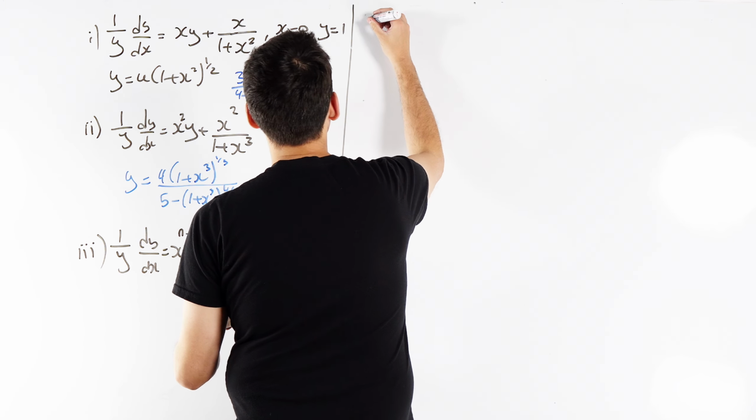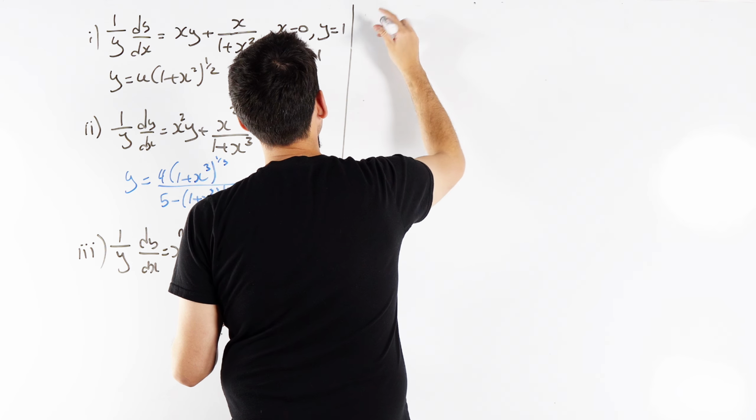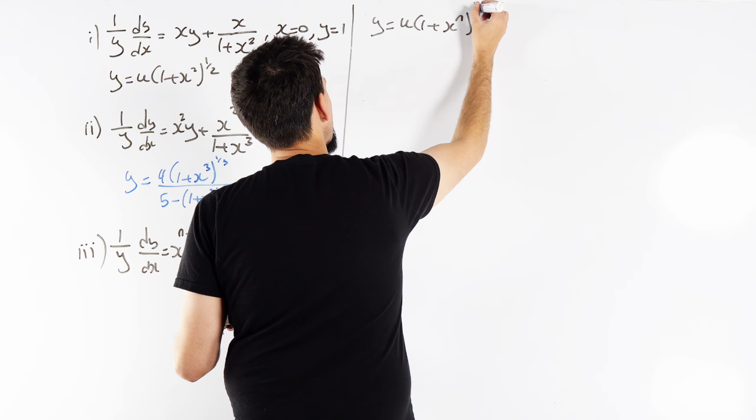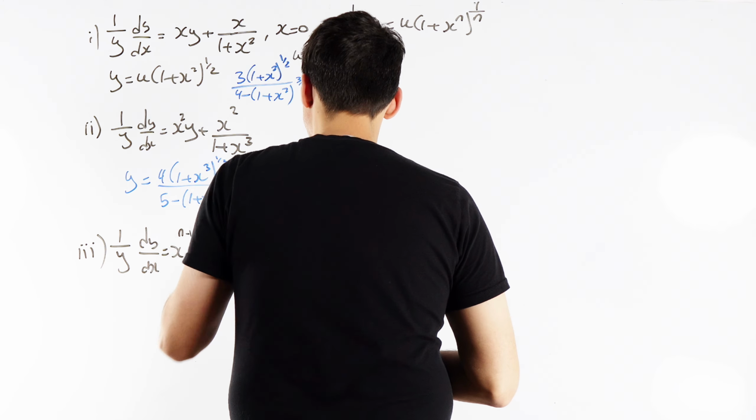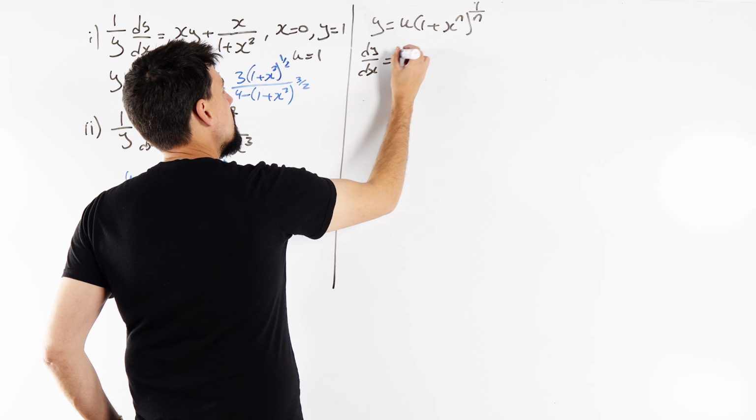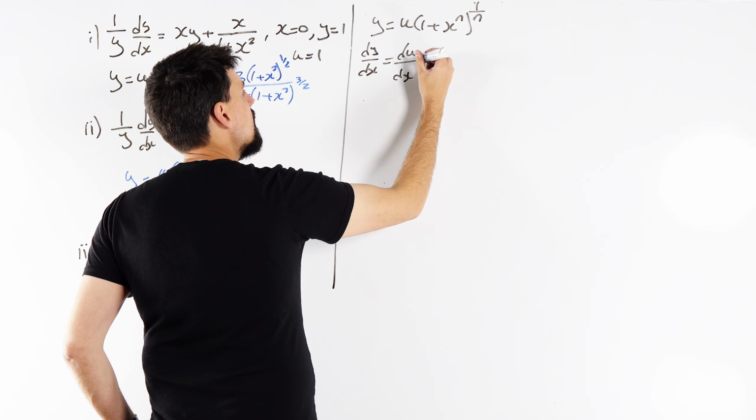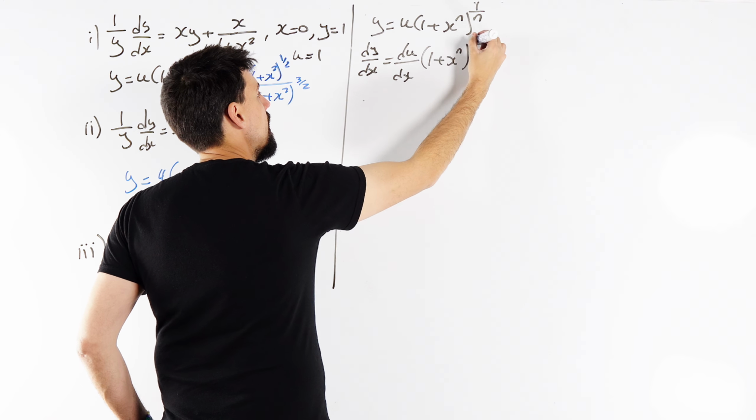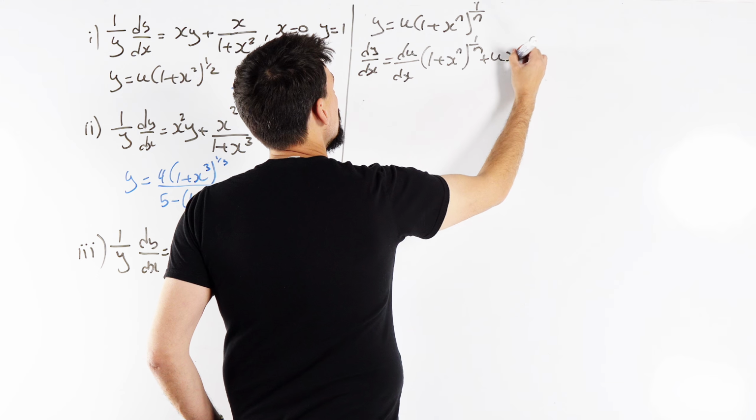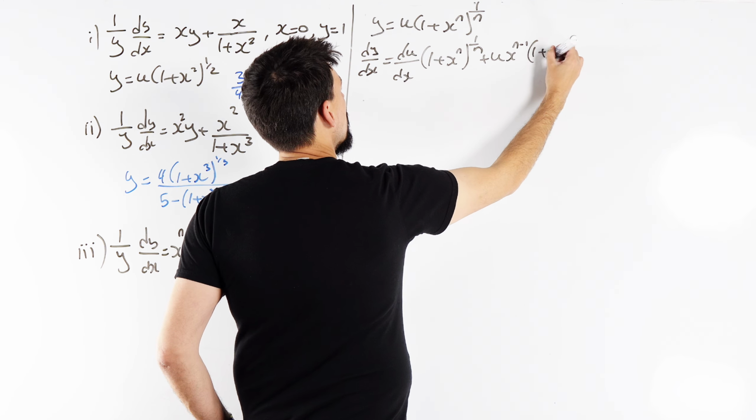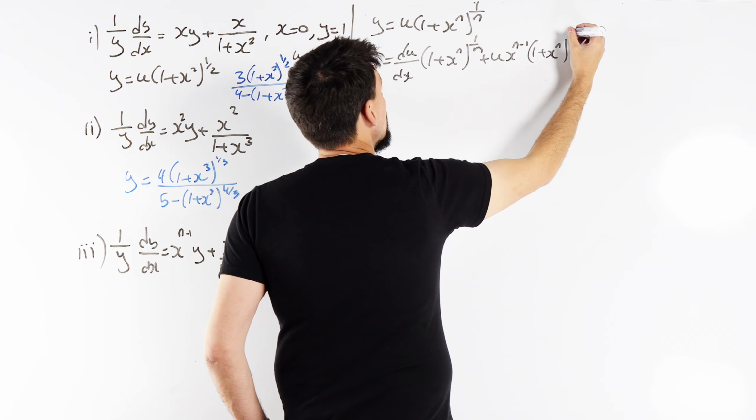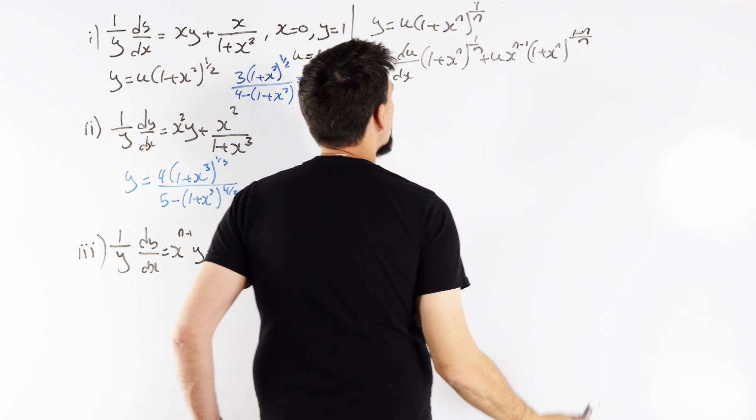Right, we are going to make the substitution y equals u times (1 plus x to the n) to the power of 1 over n. Let's go. dy dx is du dx times (1 plus x to the n) to the 1 over n, plus u x to the n minus 1, (1 plus x to the n) to the power 1 over n minus 1. Now, 1 over n minus 1 is 1 minus n over n.